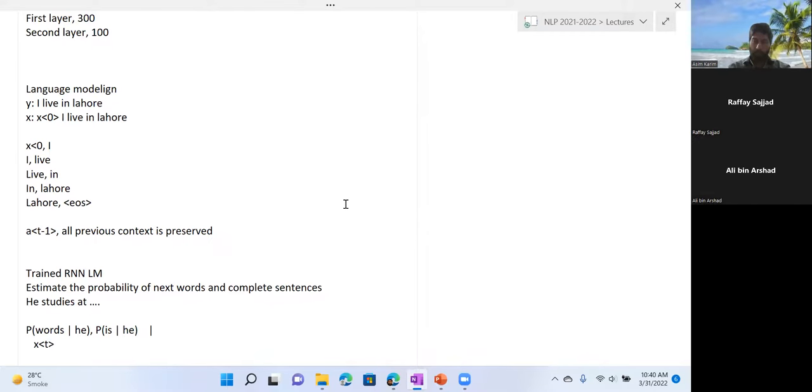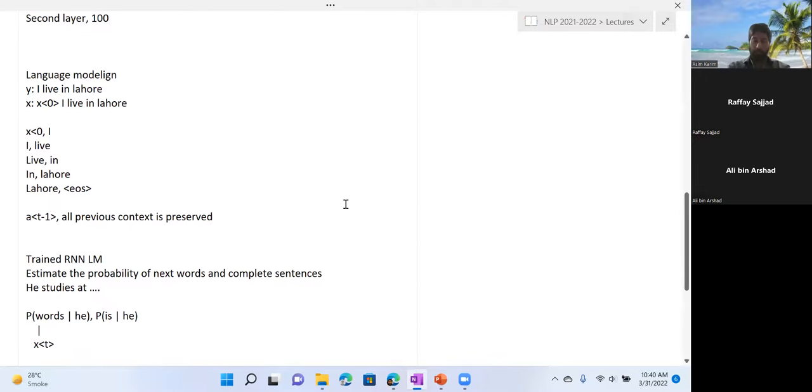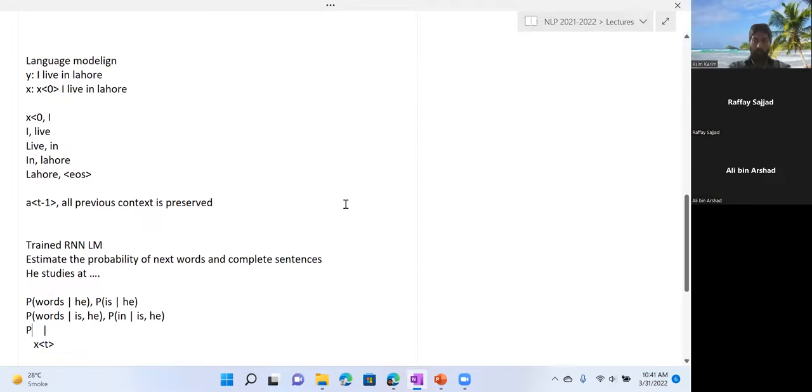By the way, here I have only written the previous "he", but in context the neural network is considering the whole previous context. For example, at the next level, the probability of it will give you all the words in a distribution given the previous context, not just "he", it will be "is" and "he". Or what I want is the probability of "in" given "is" and "he". Okay, so from that I can extract a probability. And similarly for the last word, it will give you the probability of all words given "is", "he" and "in".